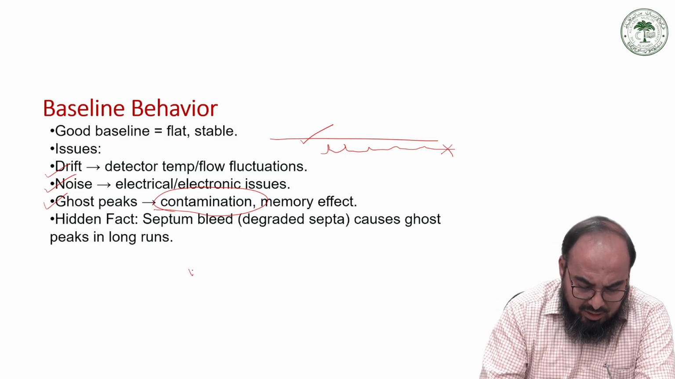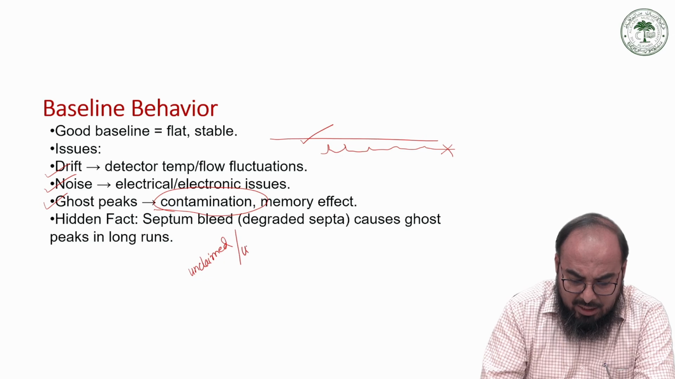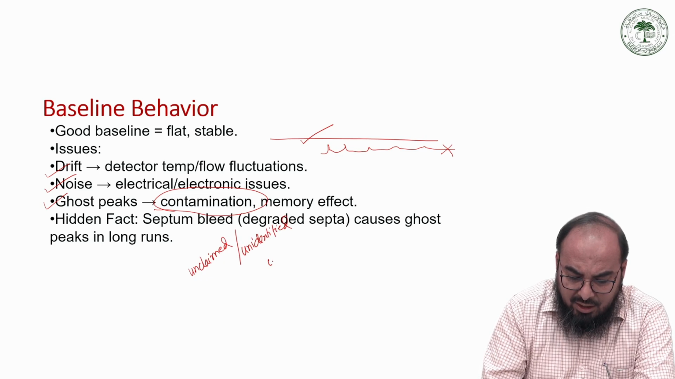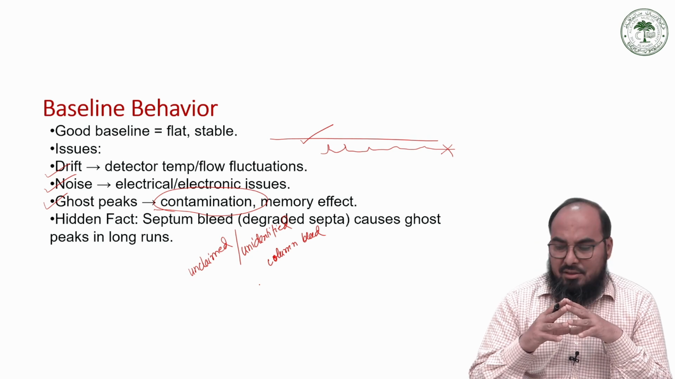That is, unclaimed peaks or unidentified peaks because of the column bleed. So you have to check all these things.